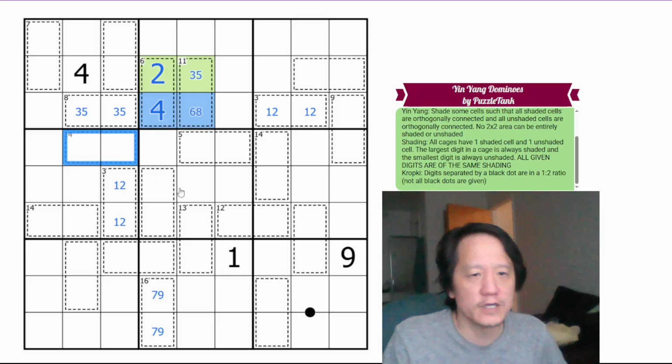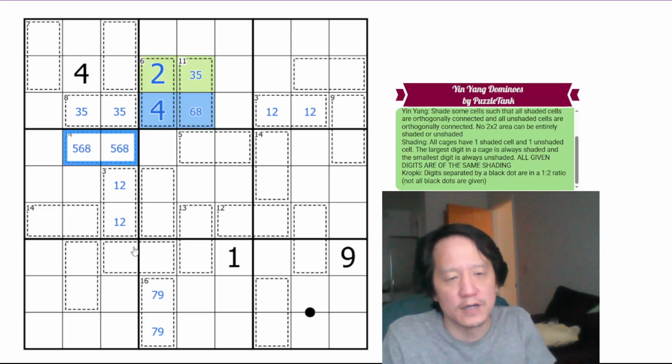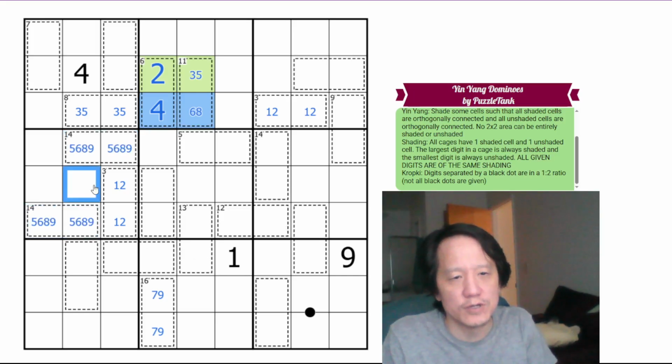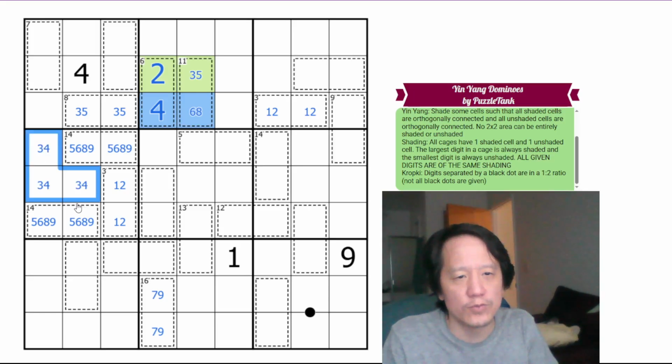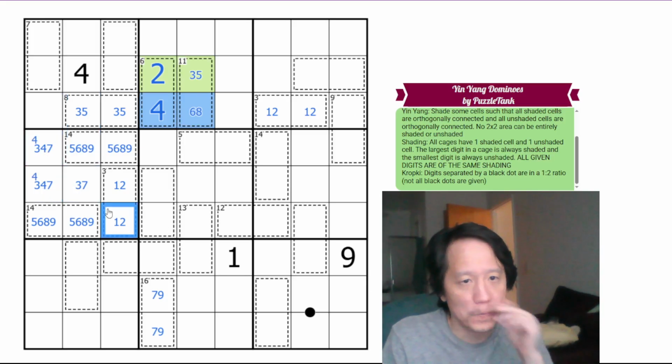The 14 cages must be 5, 6, 8, and 9. That leaves the rest of the digits in that cage, because of a 5, 6, 8, 9 quadruple, to be 4, 3, 4, and 7. This can't be 4, though, because of the 4 in the column. So this is 4 here.